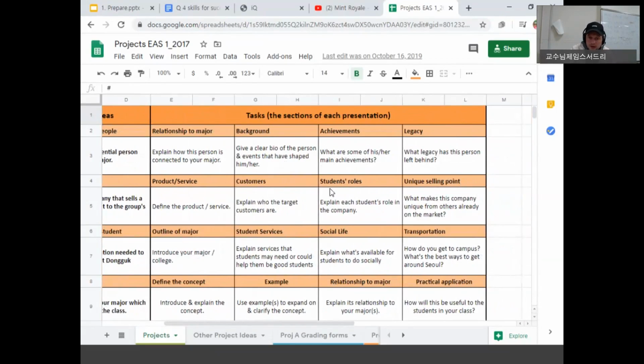You then have a role for each of your group in the company. And what is different? What is the unique selling point of the product? How is it different from other products on the market?